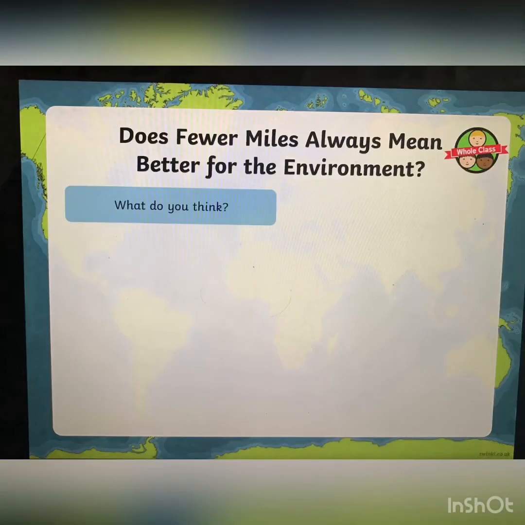But does fewer miles always mean better for the environment? We're going to look at a couple case studies and see if you agree with the results.